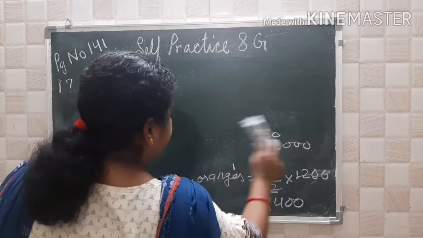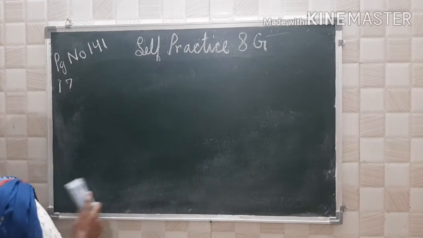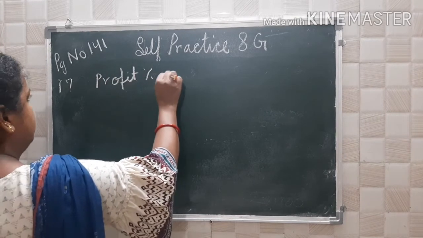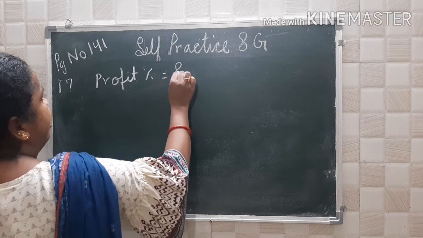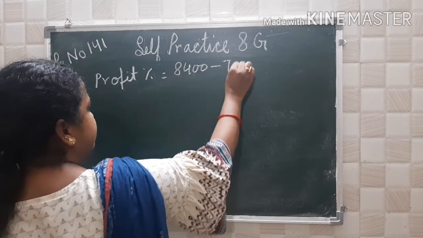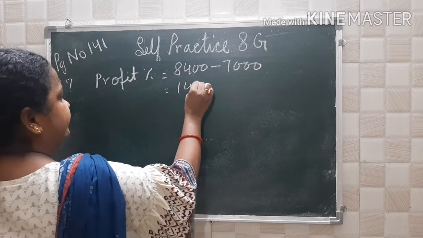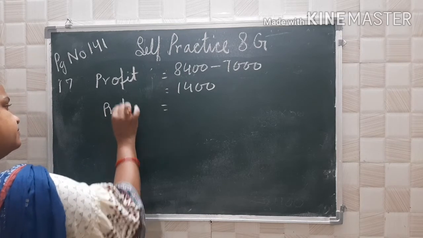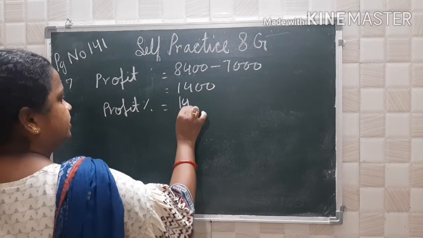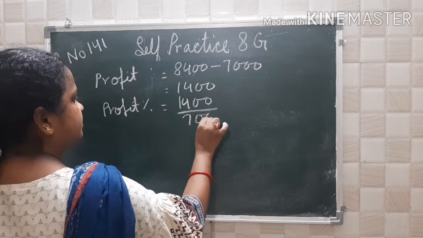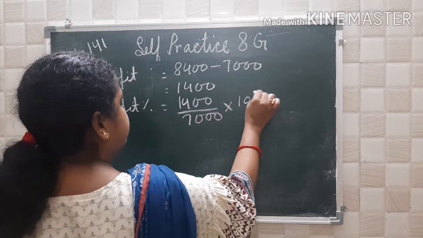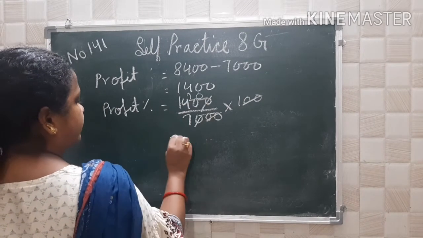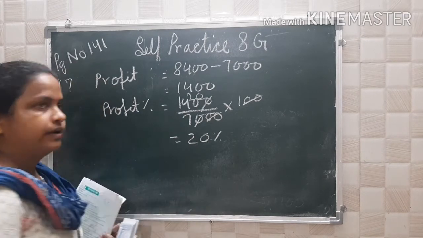Now profit percent. Profit means SP minus CP, that is 1400. So that is profit, and profit percent is 1400 upon 7000 into 100. Zeros cancel out, 7 2s are 20%. What is the profit here? 20%.